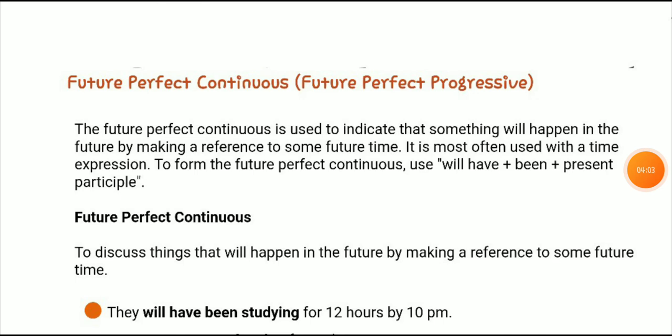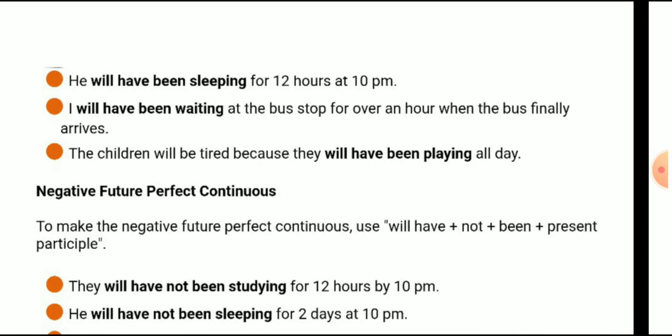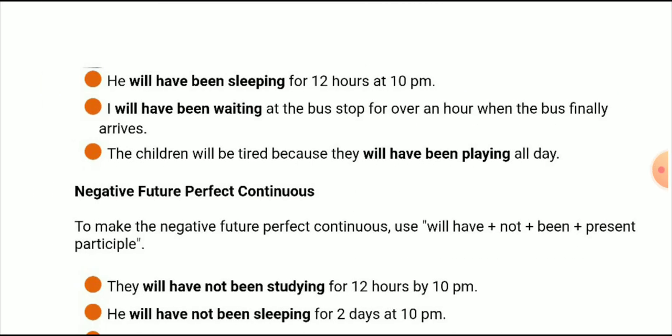Sentence number 1 is: they will have been studying for 2 hours by 10 p.m. It is the affirmative sentence of future perfect continuous tense. Sentence number 2 is: he will have been sleeping for 12 hours at 10 p.m. I will have been waiting at the bus stop for an hour when the bus finally arrives. The children will be tired because they will have been playing all day.